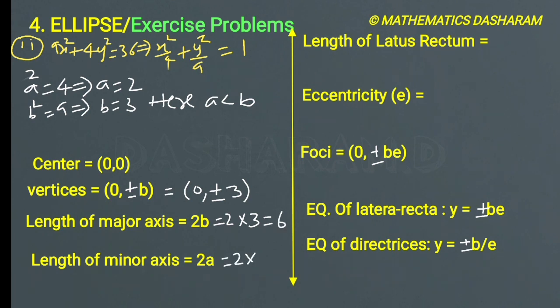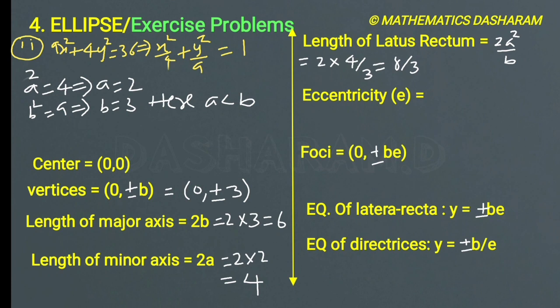2 into a value 2, so 2 2s are 4. Next, length of a latus rectum, the formula is 2a square divided by b. So it is equal to 2 into a square value 4 divided by b value, that is 3. So 2 4s are 8 by 3.